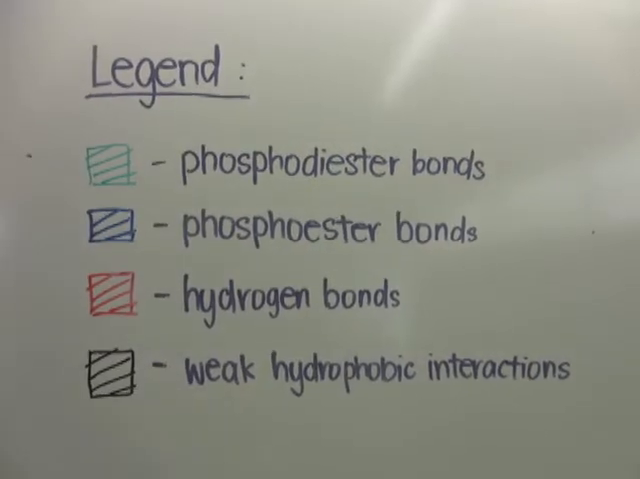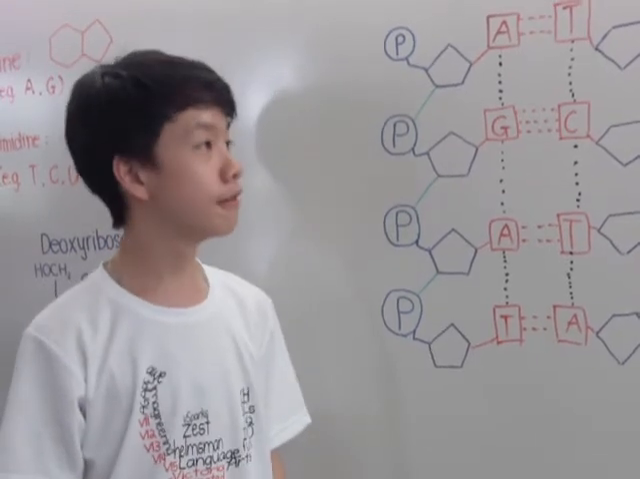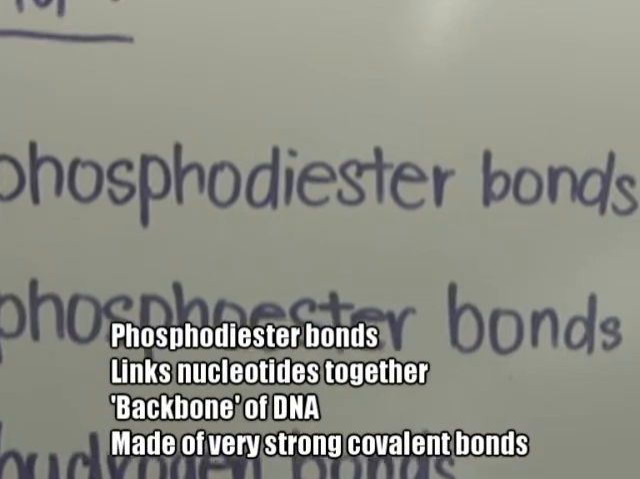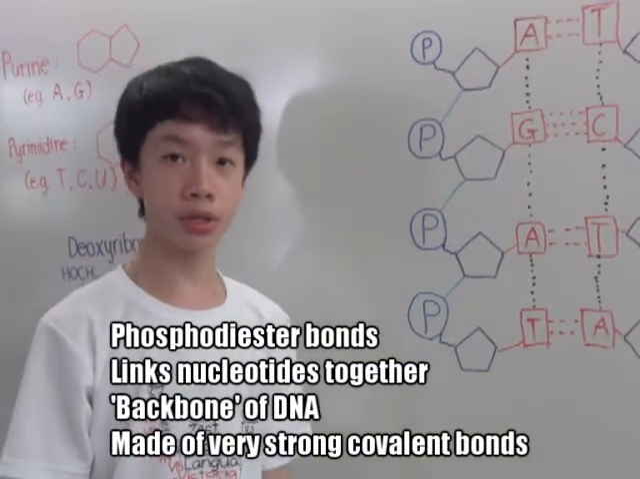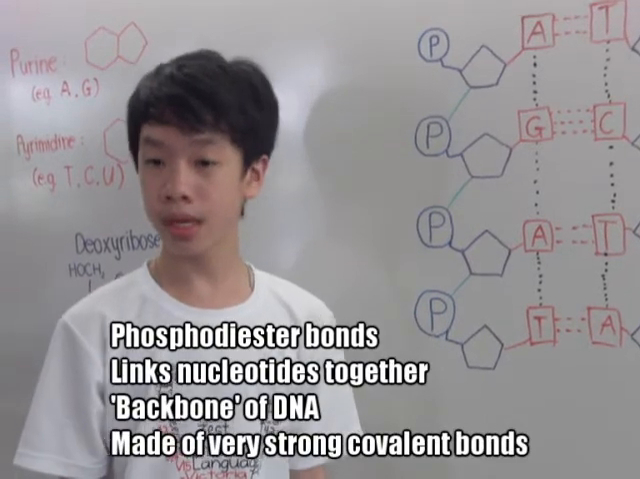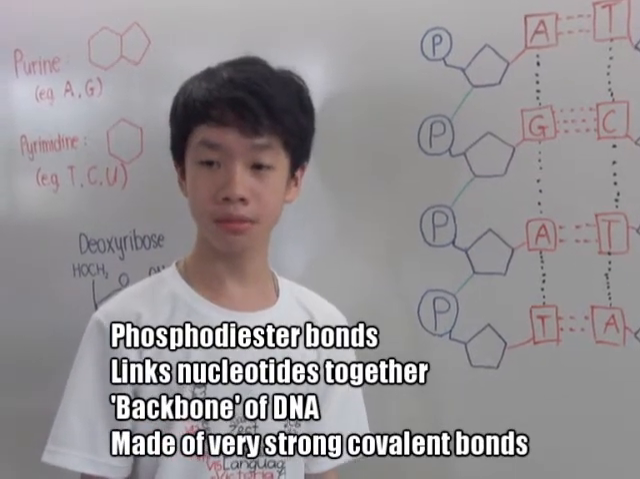If you notice the legend on the board, there are a few bonds present in the strand. Firstly, there's the phosphodiester bond, which is green in color, which serves to link nucleotides together. It is also known as the backbone of the DNA. The phosphodiester bonds are made out of very strong covalent bonds.